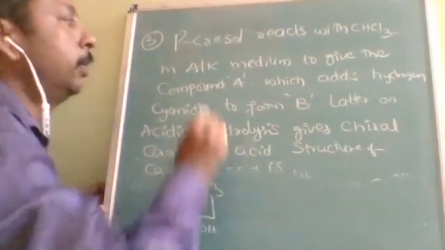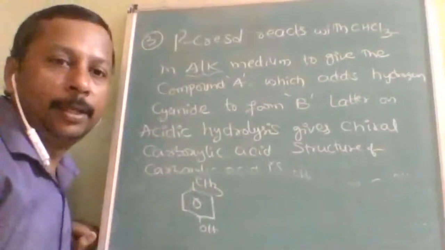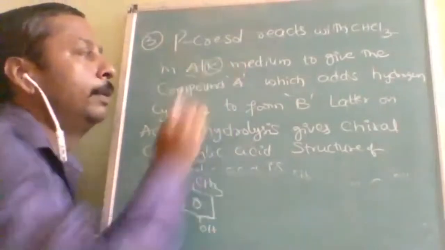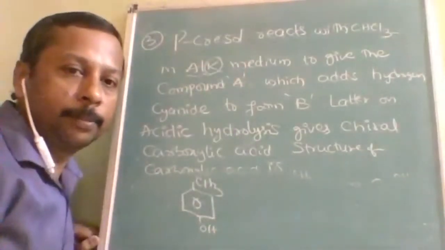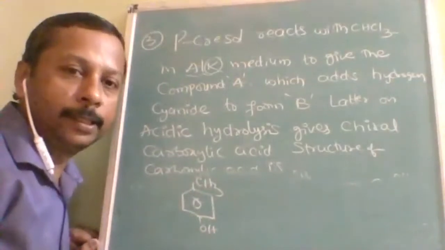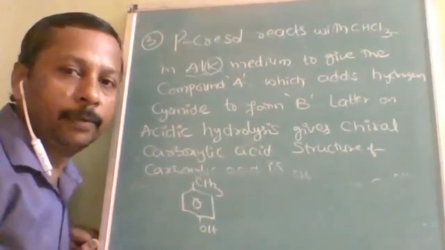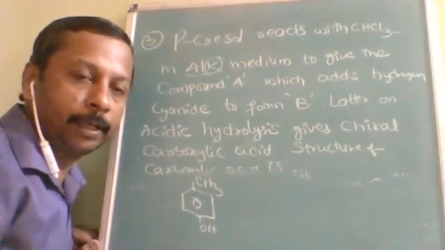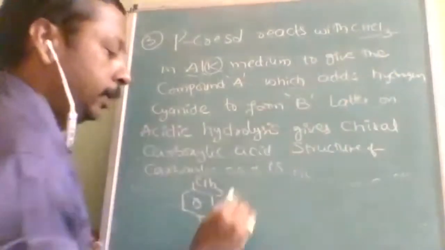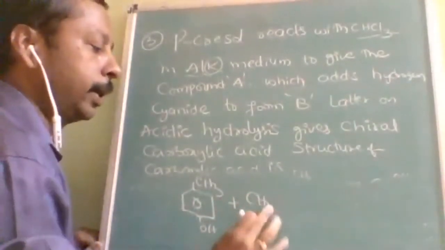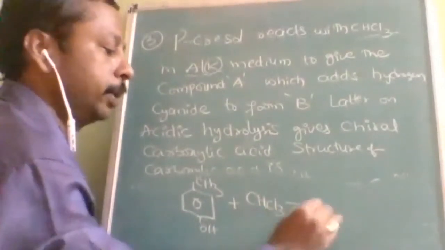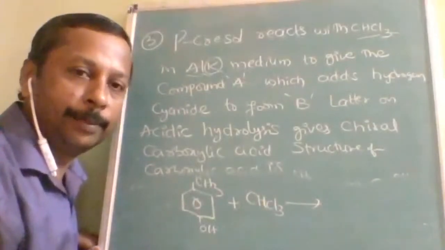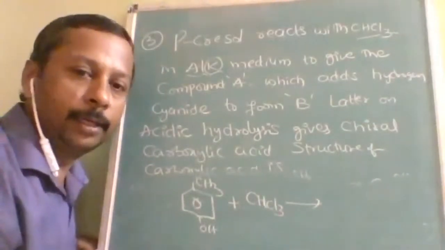Now here see one small thing: ALK means alkaline medium, ALC means alcoholic medium. Every alphabet makes a lot of difference. In alkaline medium substitution will take place, and in alcoholic medium elimination will take place. So in organic every word is very important. With CHCl3 and phenol, it should strike your mind that it is a very famous naming reaction, the Reimer-Tiemann reaction.